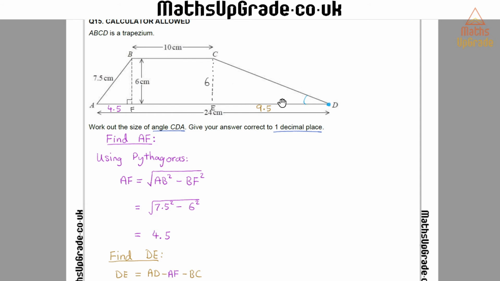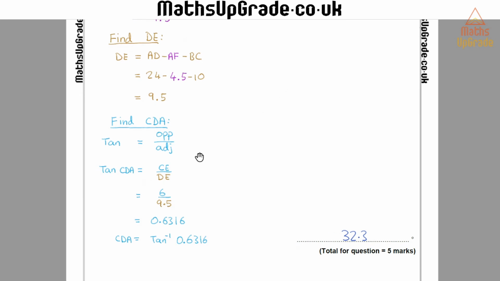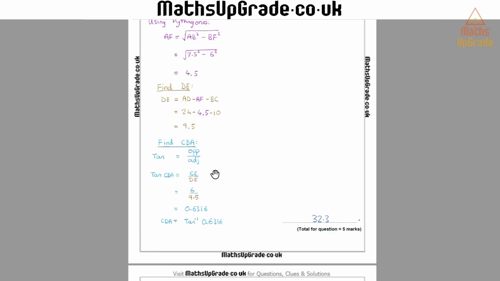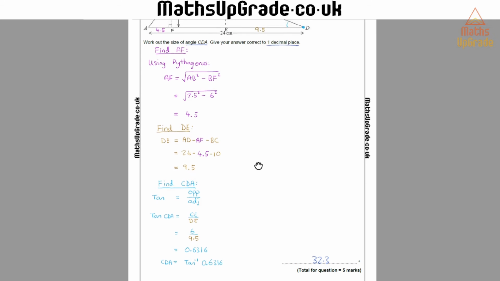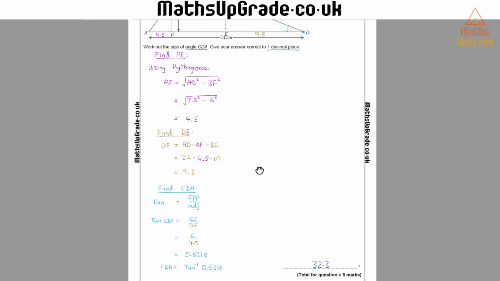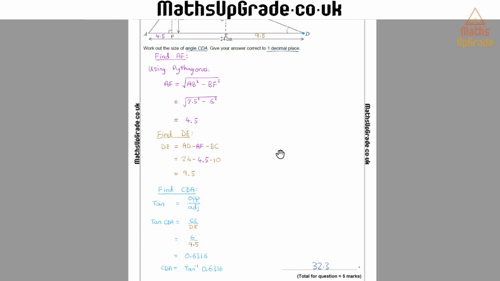trigonometry too. This side here, from the point of view of this angle, is the adjacent and this side is the opposite. So the opposite and adjacent are related using the tan ratio. So tan is equal to the opposite divided by adjacent, which is CE divided by DE, which is 6 divided by 9.5, and then doing shift tan of that on the calculator will give me an angle of 32.3 degrees, and that would be 5 marks for the whole question.